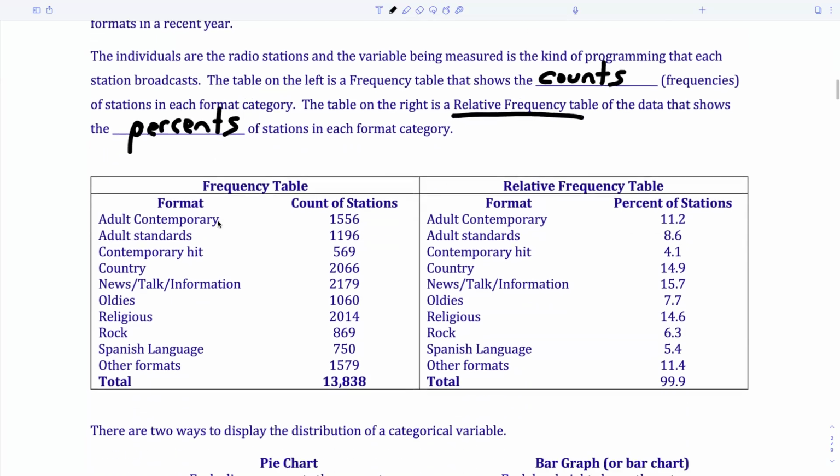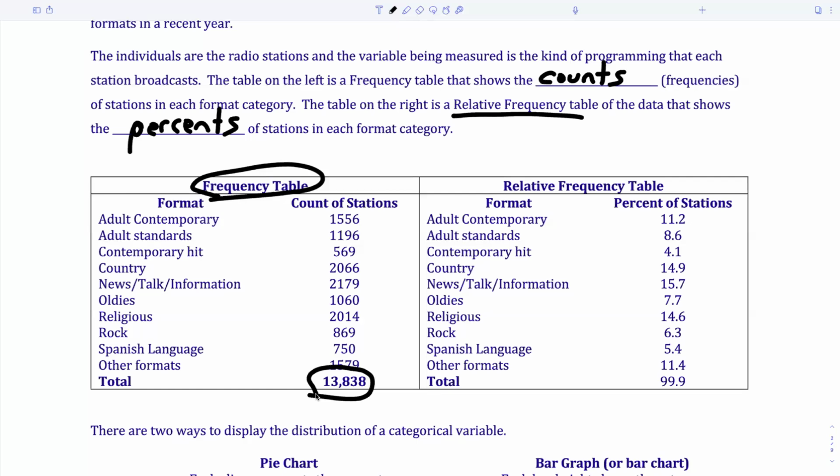Okay, so we have two different types of tables here. All right, first is called a frequency table. We have the total number of radio stations here, which is 13,838. And then it is broken down by types, categorical variable, right? And then within each of those types, it's listed the frequency, the counts of how many adult contemporary radio stations there are and how many rock stations there are.